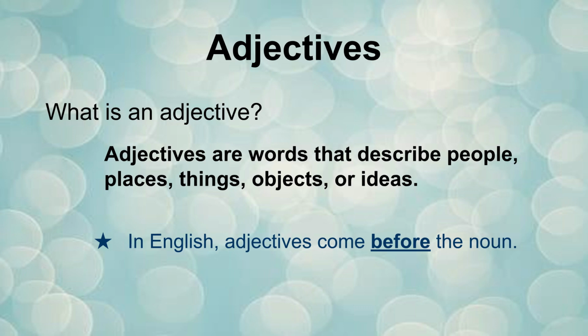This video is all about adjectives. What is an adjective? Adjectives are words that describe people, places, things, objects, or ideas. Basically, an adjective describes a noun. It is important to know that in English, adjectives come before the noun. Let's look at some examples.